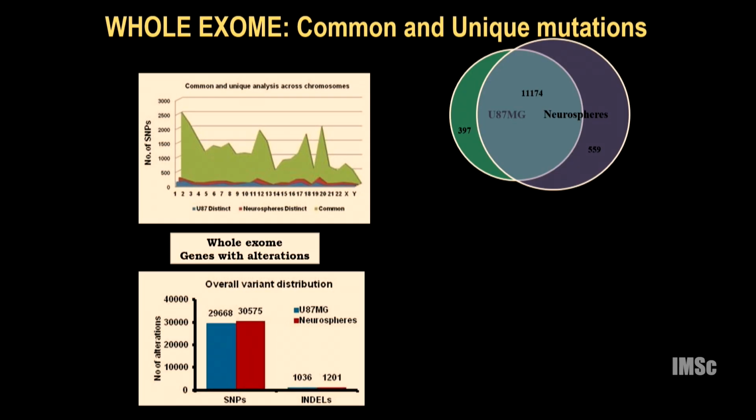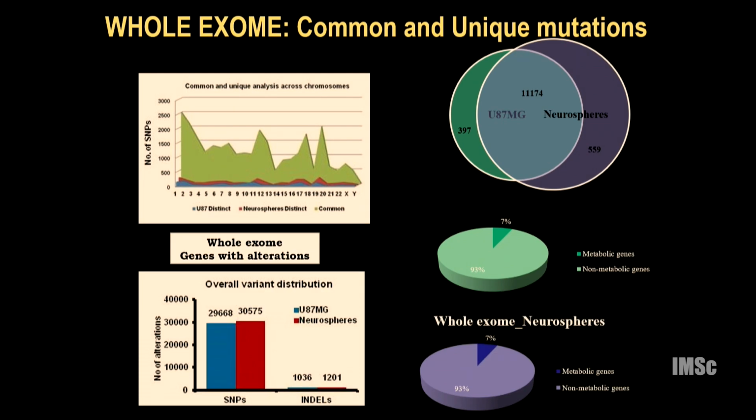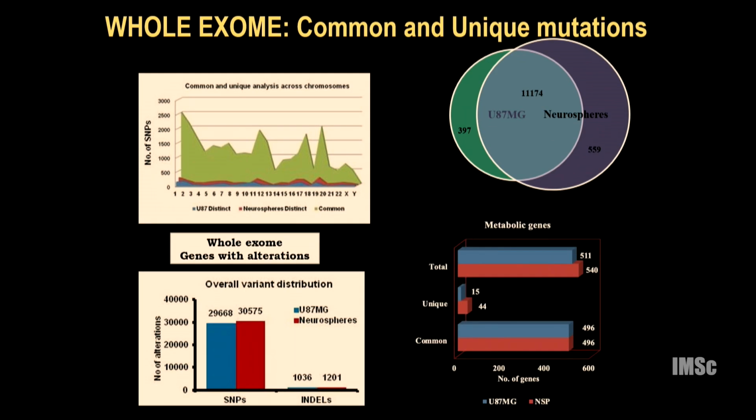We wanted to understand what the genome changes are. So we looked at the whole genome sequencing of both these cell types and found that they were riddled with mutations, almost 30,000 SNPs on average in both these cells. We thought we might be able to find differences, non-overlapping mutations, but we saw that more than 11,000 were overlapping, and there were only a few that were unique. What was interesting to us was that 7% of the mutations were metabolic in nature, and within that itself, there was a distribution of common and unique between the 2 cell types.